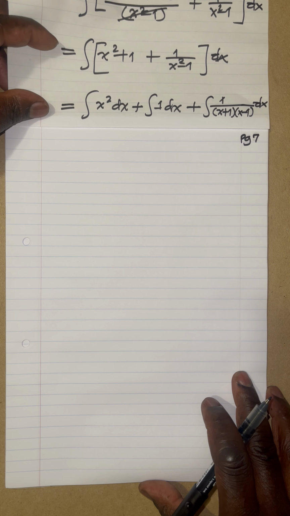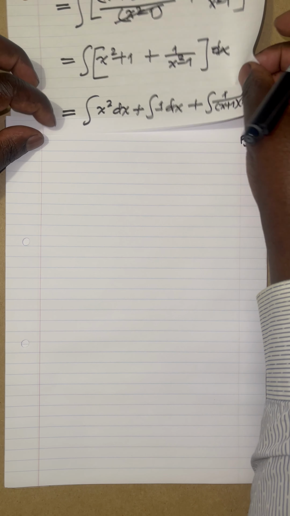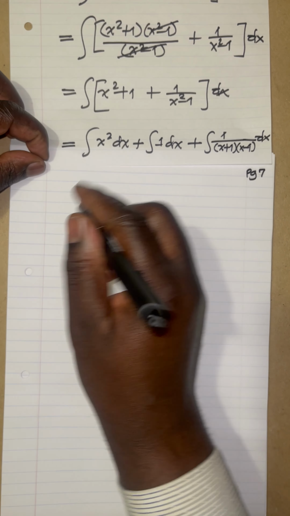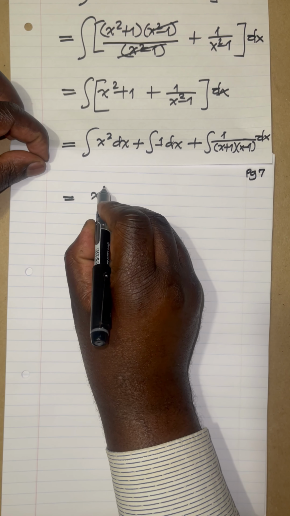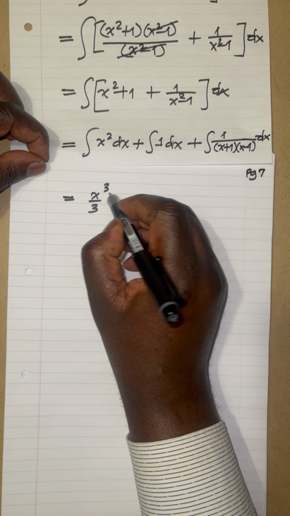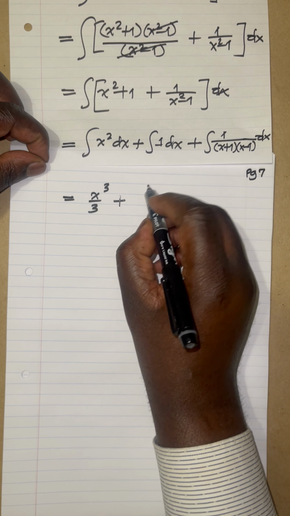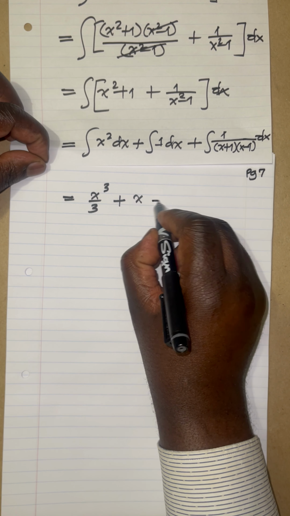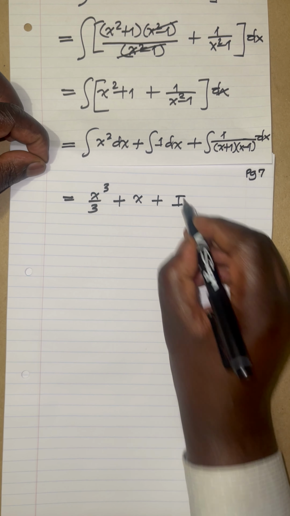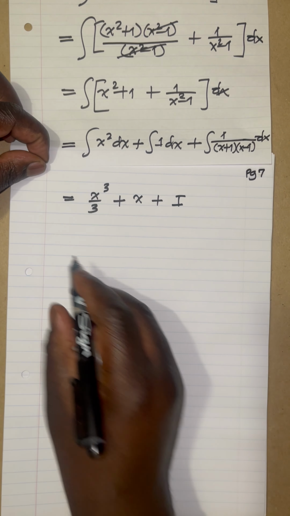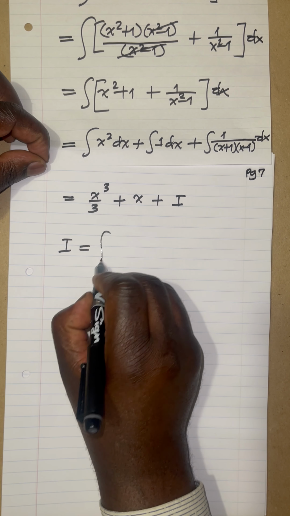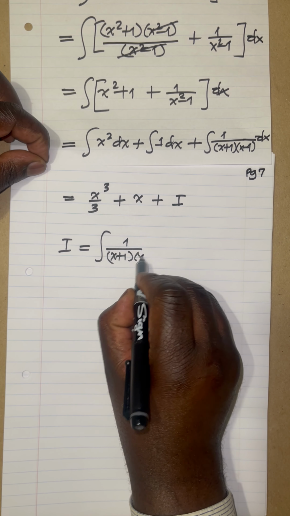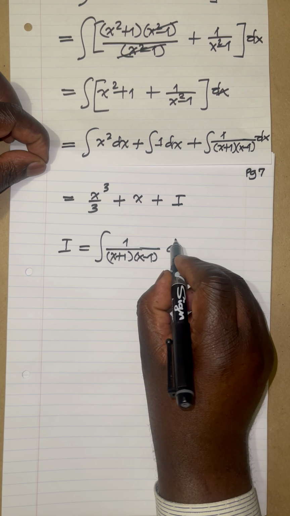So we're moving on to page 7. So basically we are saying now that this part here is the same as x cubed over 3. Remember, we add and divide, plus the integral of 1 with respect to x is x, plus, let me just say I here, and I will be that part there. So I'm basically saying I is equal to the integral of 1 over (x plus 1)(x minus 1) dx.